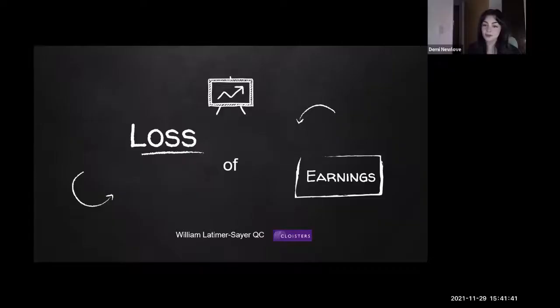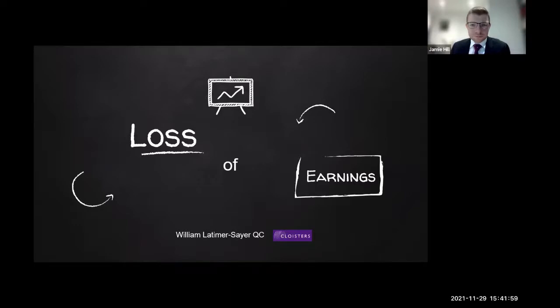I am joined by my co-host Jamie Hill from 9 St John Street and William Latimer-Sayer QC. William specialises in catastrophic personal injury and clinical negligence work. He has a special interest in quantum and is the general editor of Schedules of Loss Calculating Damages 4th edition, which is the leading practitioner text on schedules of loss. He is the current chairman of the Ogden Working Party, who produce tables used by all judges and practitioners to calculate damages, and he is the general editor of Sweet and Maxwell's Facts and Figures. And I'll pass over to you, William.